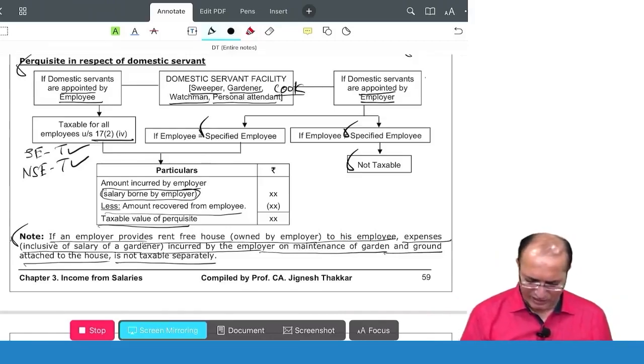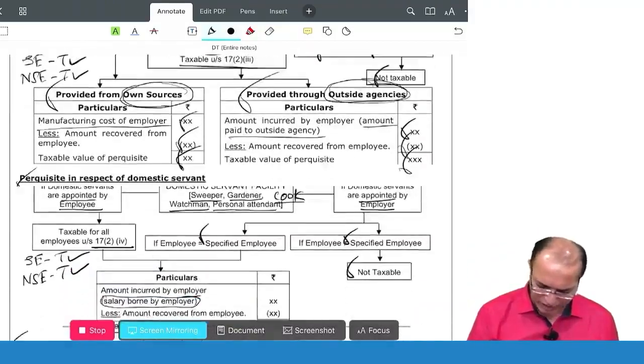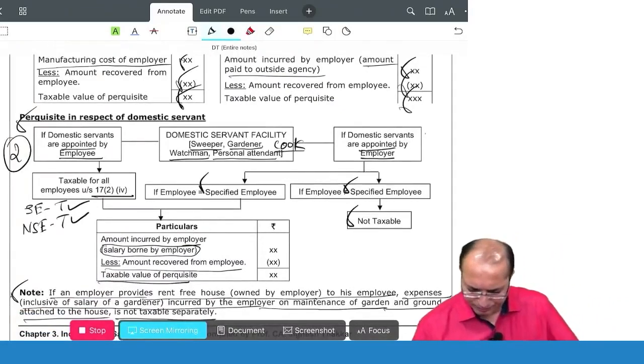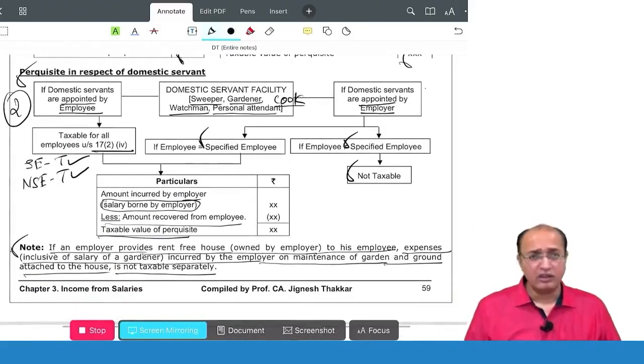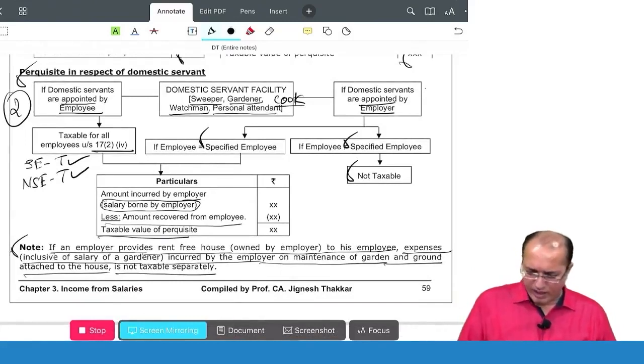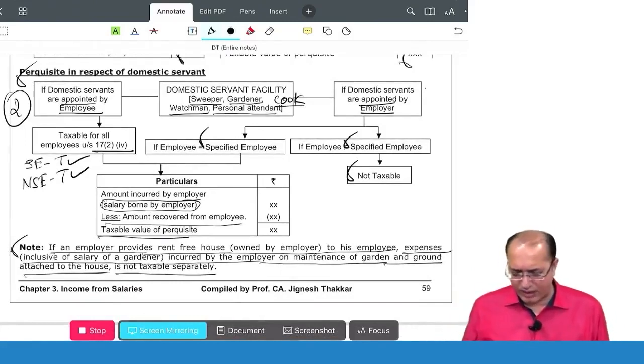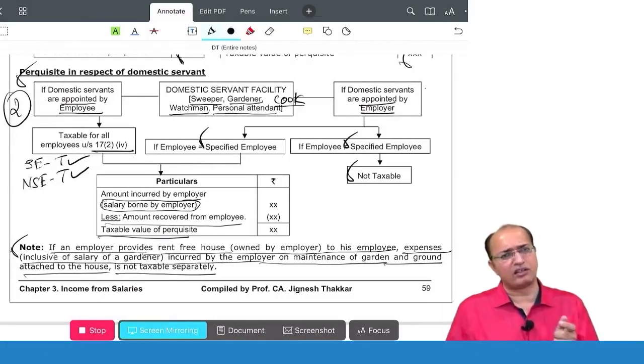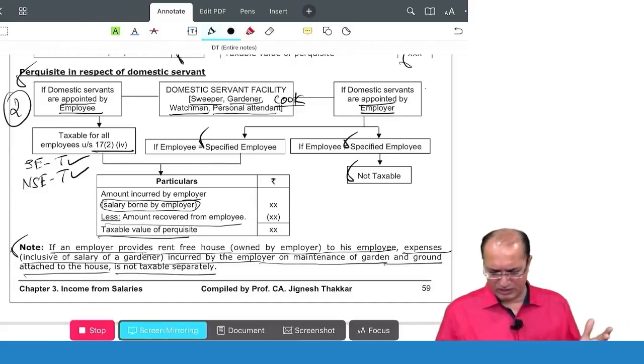So from my side, this point number 2, domestic servant facility is also over. Now I will be taking up the doubts which are asked to me. Shruti had asked me the doubt, sir, if it is not taxable, in whose hands it is taxable, under what section? Shruti, if it is not taxable in anyone's hand, what can be taxed? Income can be taxed, na? Income can be taxed. Expenses cannot be taxed.